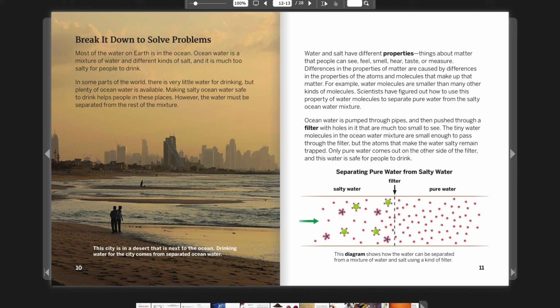Ocean water is pumped through pipes and then pushed through a filter with holes in it that are much too small to see. The tiny water molecules in the ocean water mixture are small enough to pass through the filter, but the atoms that make the water salty remain trapped. Only pure water comes out on the other side of the filter, and this water is safe for people to drink.